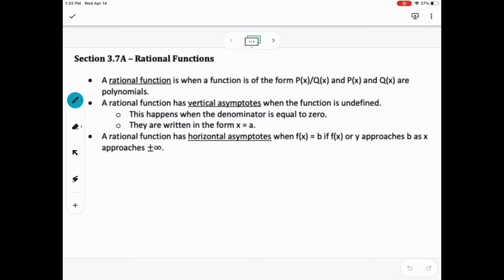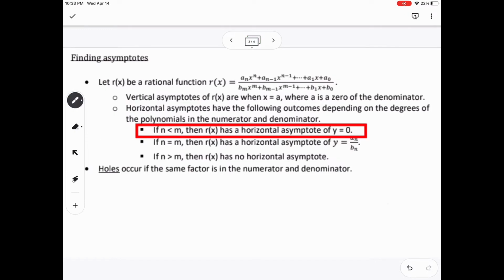This happens when the denominator is set equal to 0 or becomes 0 at any point, and they'll be written in the form of x equals a. They also have horizontal asymptotes, where we'll either say f of x is equal to b or y is equal to b, and that is when your x is approaching positive and negative infinity on the right and left side of your graphs. So how do we find asymptotes?